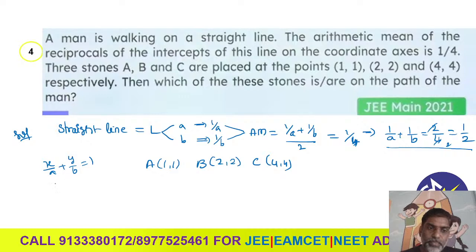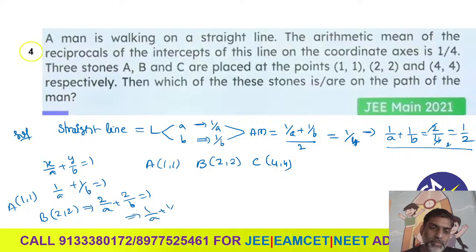Now you see, suppose the stone A, that is (1, 1), is on the path of the man, then we get 1 by a plus 1 by b equal to 1. Now the point B (2, 2) is on the path of the man, then we get 2 by A plus 2 by B equal to 1, that is 1 by A plus 1 by B equal to 1 by 2. This is the second one. Suppose the point C is on the path of the man, then we get the condition 4 by A plus 4 by B equal to 1, that is 1 by A plus 1 by B is equal to 1 by 4.